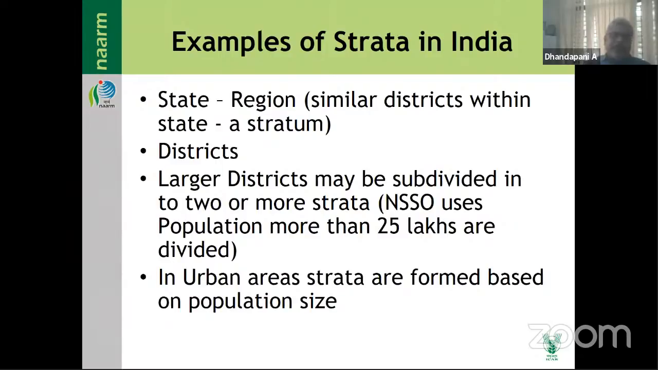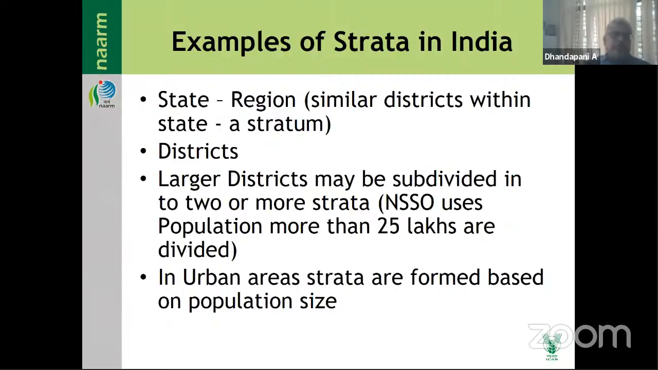Another one is that you can think of district as a strata. If you are considering state as your geographical area, state is your target area, then district could form a strata. The first one I'm talking about is a country level survey. But if you have district, you can go with district as a strata.